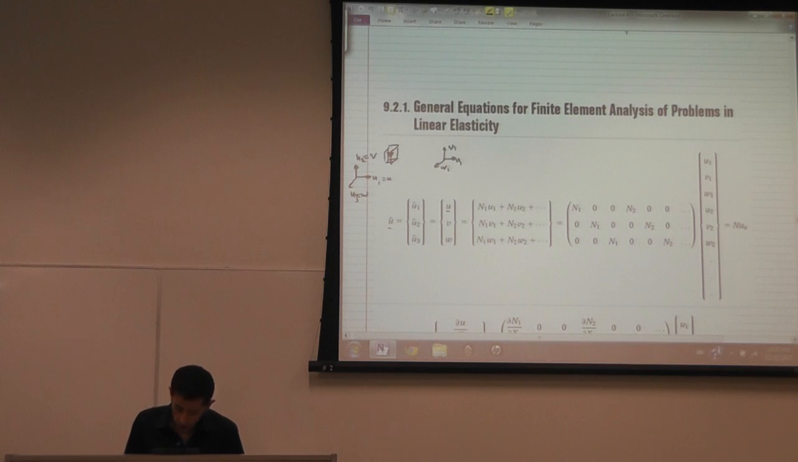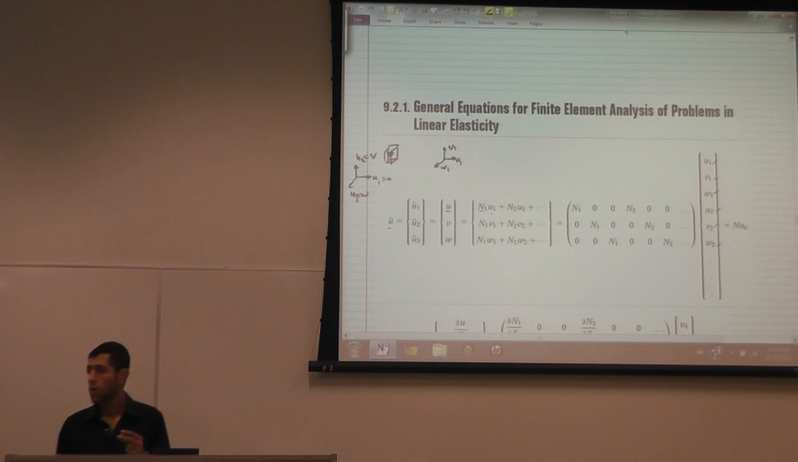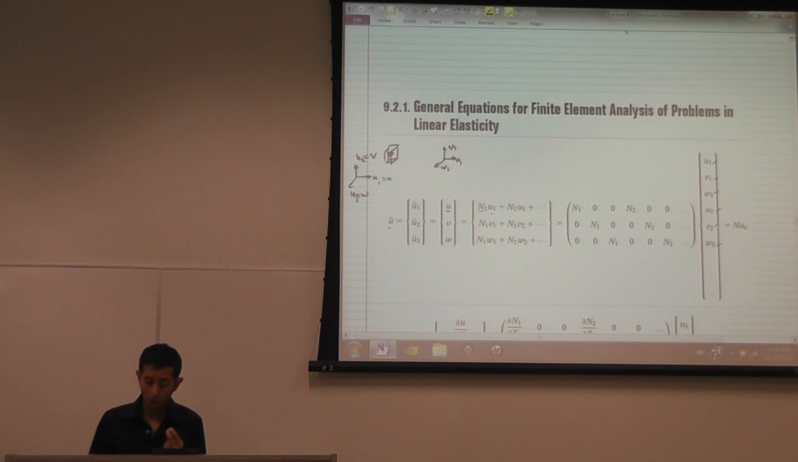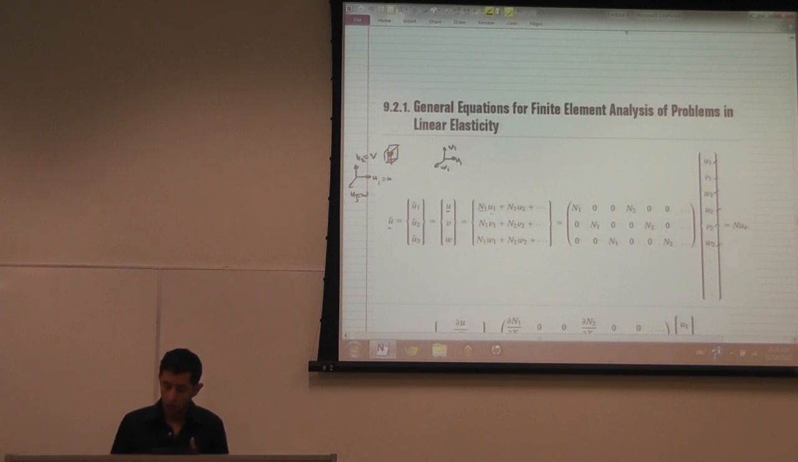The horizontal displacement within the element is equal to a function N1 u1 plus N2 u2 and so on. And the vertical is equal to N1 v1 plus N2 v2 and so on. Where u1, v1, w1, u2, v2, w2 are the degrees of freedom of the element, which are the displacements on the corners or nodes of that element. u is the horizontal, v is the vertical, w is the third direction, 1 is node 1, 2 is node 2, and so on.